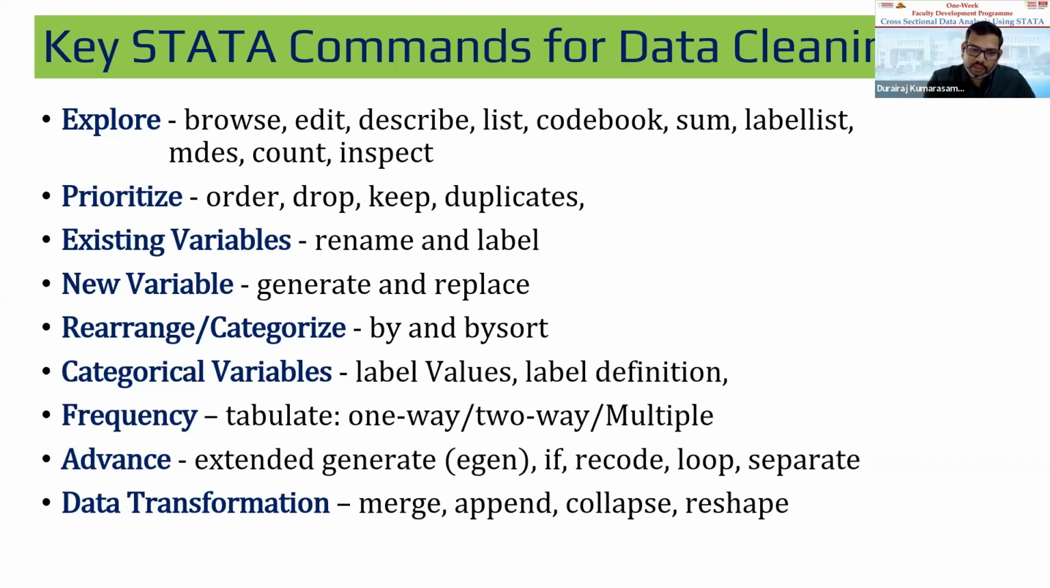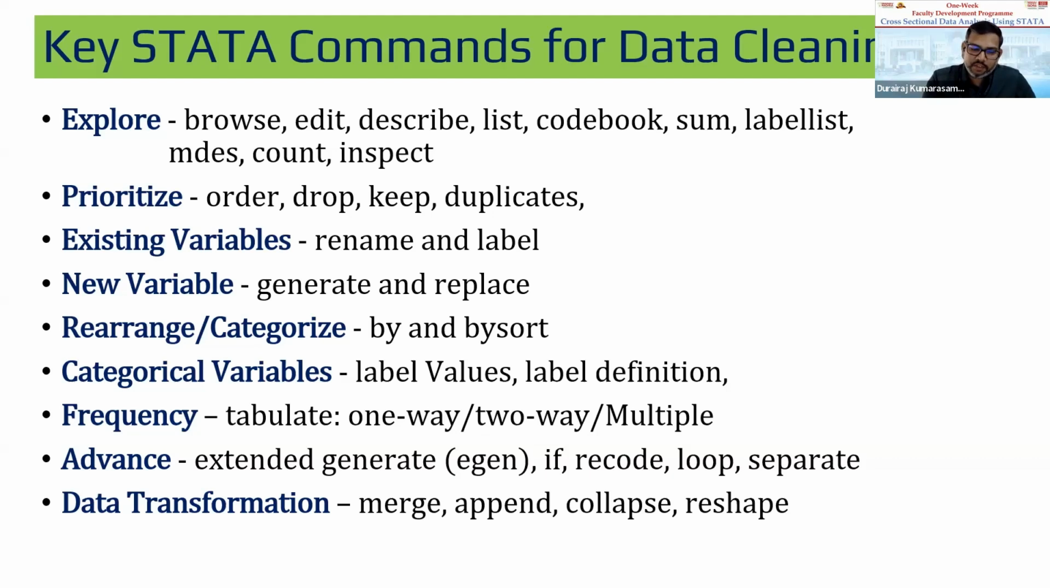Then again, recode. If you want to recode your categorical variable, you often use the recode command. For example, by default, you have 1 means female, 0 means male. Now you want to call female 0 and male 1. So using the recode command, you can recode it and use it.